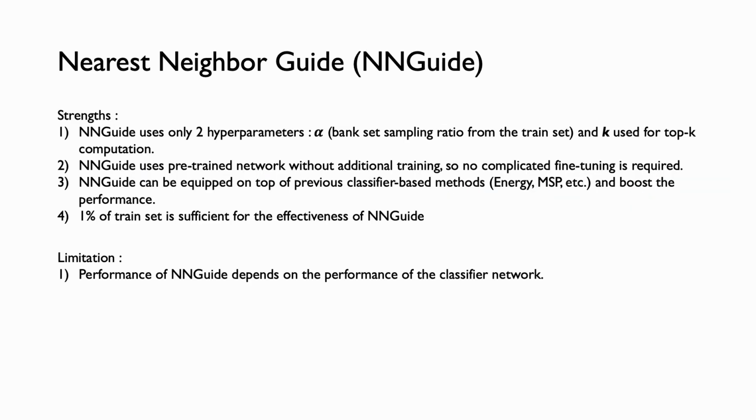The strength of our method is, first, that we only use two hyperparameters, alpha and k. We only use a pre-trained network without additional training, so there isn't any complicated fine-tuning required. Additionally, we can equip our method on top of various types of classifier-based methods and various backbones. Finally, we use a small portion of the train set, which doesn't impose a lot of additional computation and memory. However, our limitation is that the performance of our method depends on the performance of the classifier network.